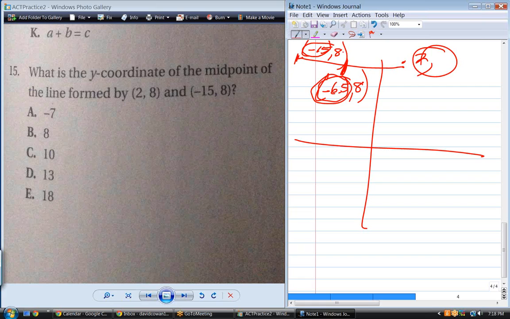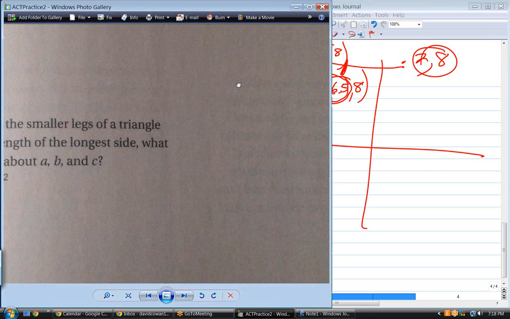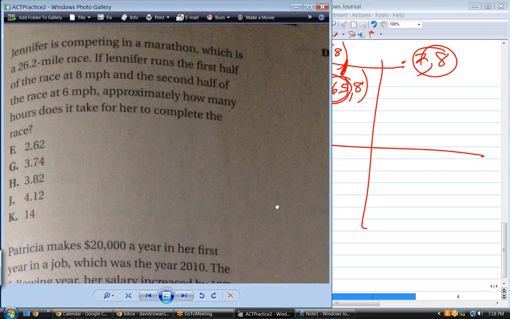Now, the difference between 8 and 8 is 0. So we have to add 0 to this number to get the other end point. So you definitely want to be able to go both directions on that.